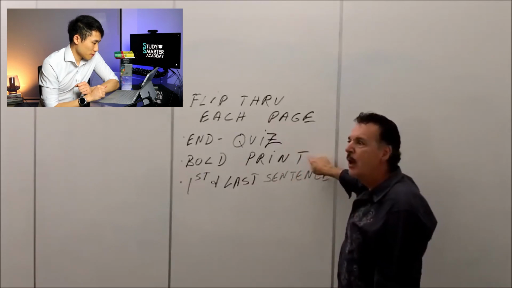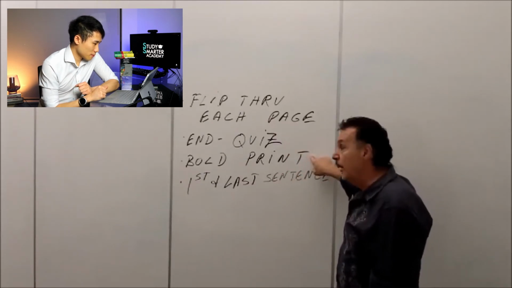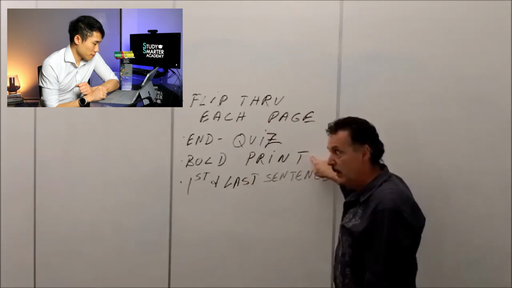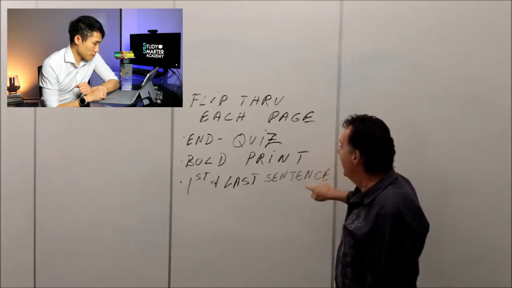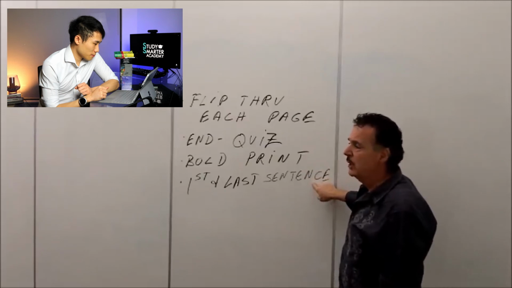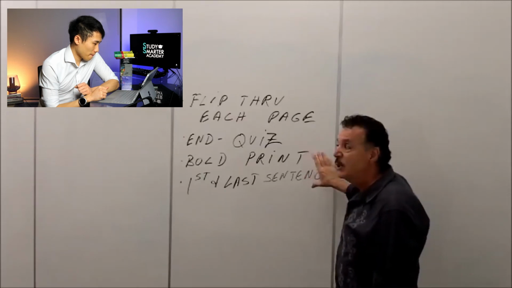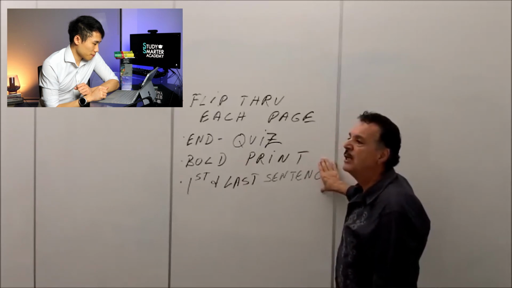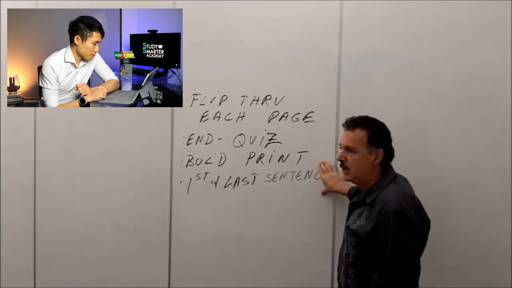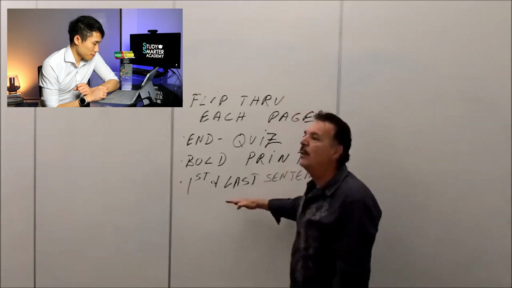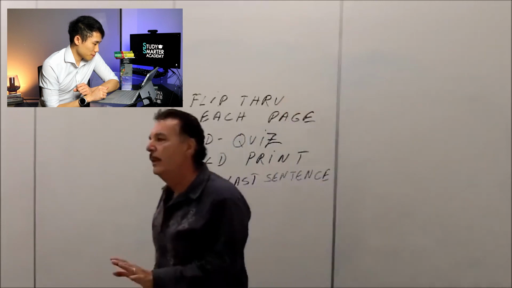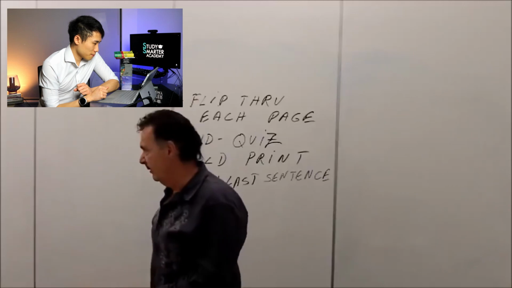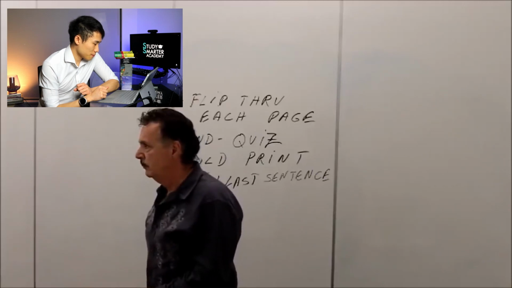Bold print. You're now going to find out what they thought was so important they needed to put it in bold print. These are all your headlines. And now, the first and last sentence of each paragraph, not just the page, of the paragraph, is going to give you a quick overview section by section. Yes, it's slower than just reading through it once, but it is 1,000 times more effective. Can't wait to try it.